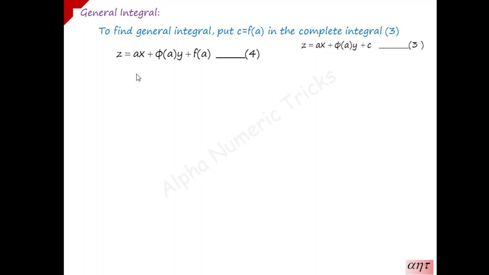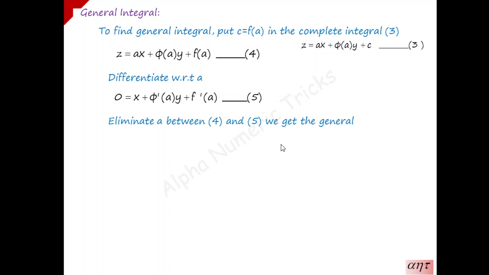Now you have to differentiate this equation 4 with respect to the arbitrary constant a. Here we have only one arbitrary constant, so you differentiate with respect to a. Then ∂z/∂a, which is equal to 0, is equal to the differentiation of ax with respect to a, which becomes x, plus y times the differentiation of φ(a) with respect to a, which is φ'(a), plus the differentiation of f(a) with respect to a, which is f'(a). Now using 4 and 5, we eliminate the arbitrary constant a, and then we get the general integral for the given type 1 problem f(p, q) = 0.